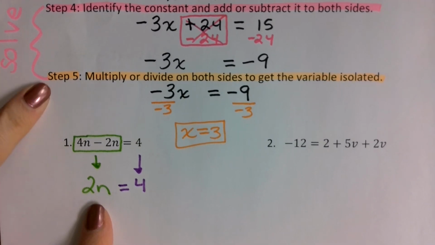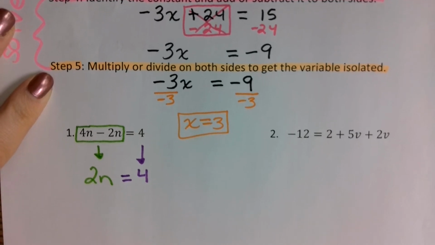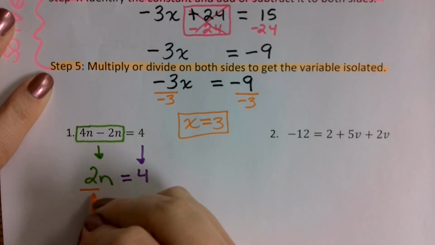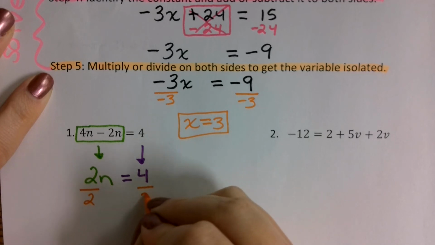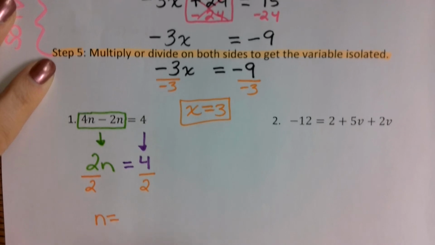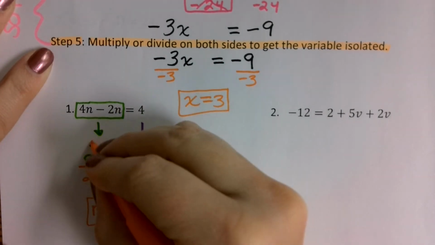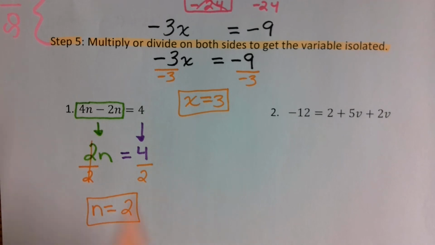So now we move to step 5. Am I going to multiply or divide both sides by the 2? Divide. We're going to divide both sides by 2. And what will n equal? What's 4 divided by 2? 2. So n is going to be equal to 2. Okay, that's a really simple one. Still considered to be multi-step because you have to simplify before you can solve.